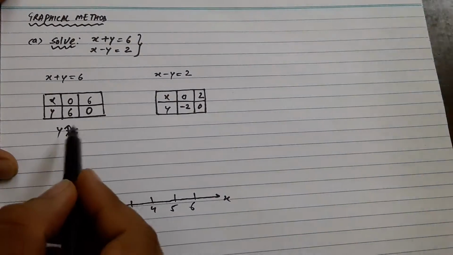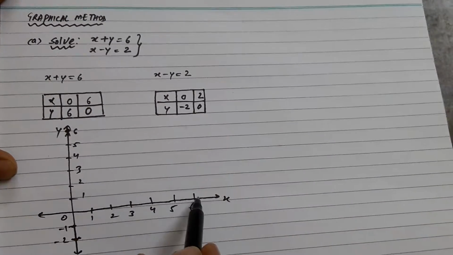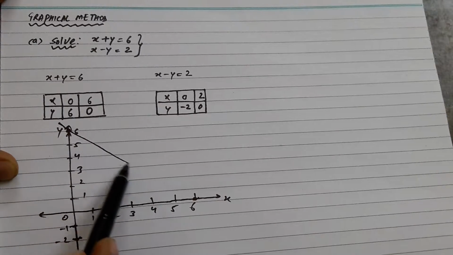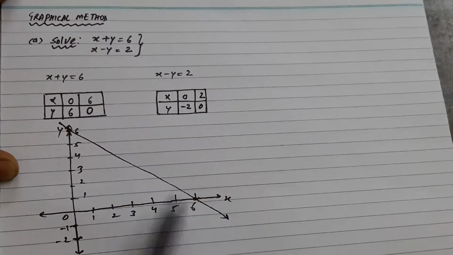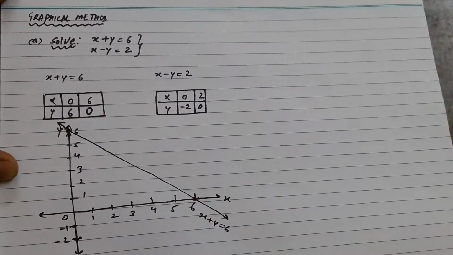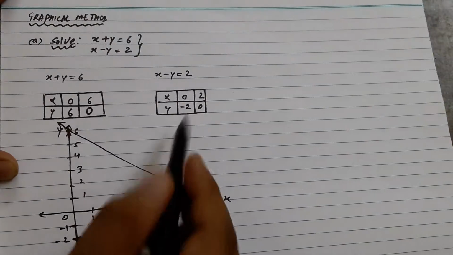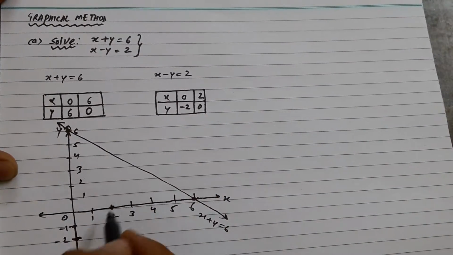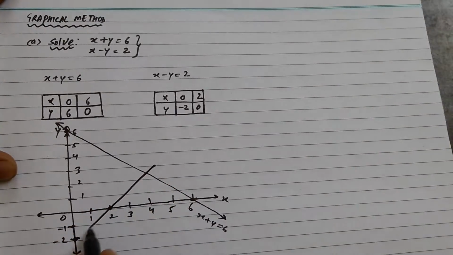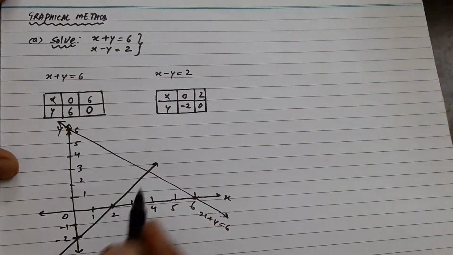This is (0, 6), so x is 0, y is 6, and here x is 6, y is 0. Now join these two points to get the graph of x plus y equal to 6. Similarly, plot (0, -2), that is this point, and (2, 0), which is this point. Now join these two points to get the graph of this equation, right?